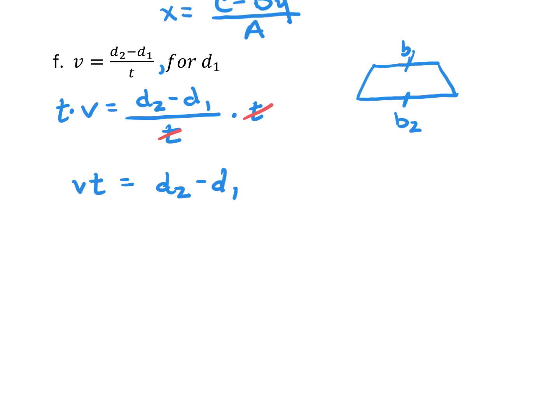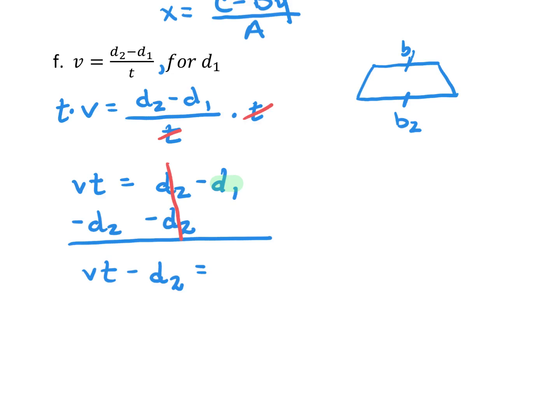From here, remember that we are solving for d1, so the next thing we want to do is get any terms that don't have a d1 in them to the other side. So I want to move the d2. I am going to subtract d2 because it's positive. We get Vt minus d2 equals, and we are left with negative d1.